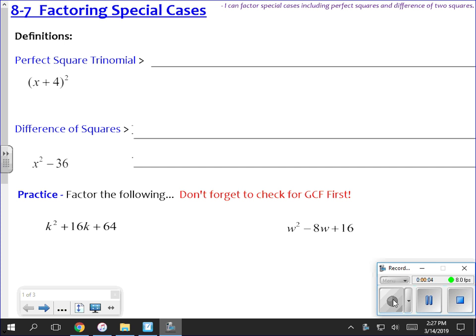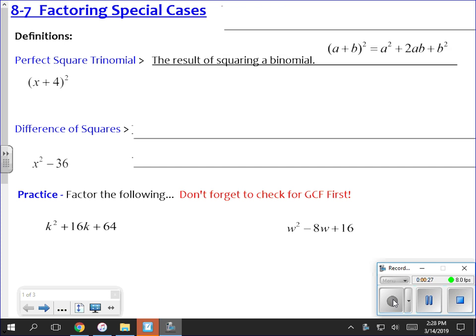So our notes for today are special kinds of factoring with trinomials. The first one is a perfect square, and we did multiplying these out when you had x plus 4 squared. But what we're going to do is actually factor it to get it factored out.